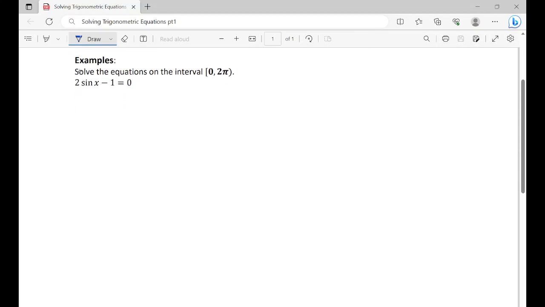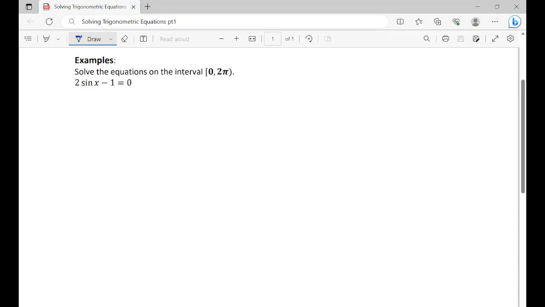Now in the directions, we're solving the equations on the interval 0 to 2 pi. We have specified an interval. That means we want all the answers in this interval. Sometimes you'll have questions that do not have an interval stated. If you want to see how that would work, that would be in part 2, the same questions, but with no interval stated.